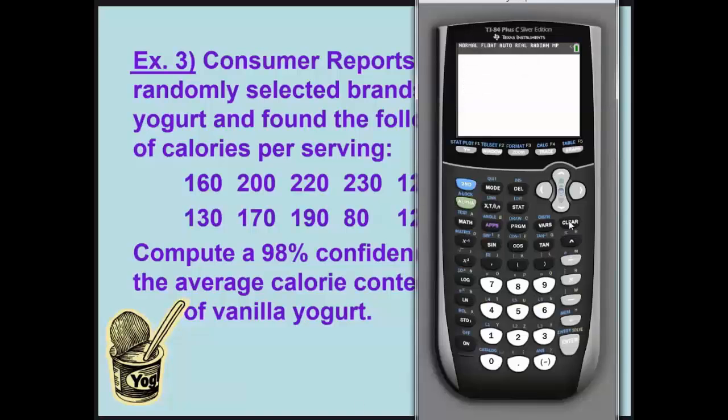Okay, and I'm going to go to stat list or stat edit. So hit the stat button, then go to edit. And I'm going to go ahead and type in all those numbers. So 160, 200, 220. So I've gone ahead and done that ahead of time here. And what I want to confirm is that we're looking in fact at a normal model.